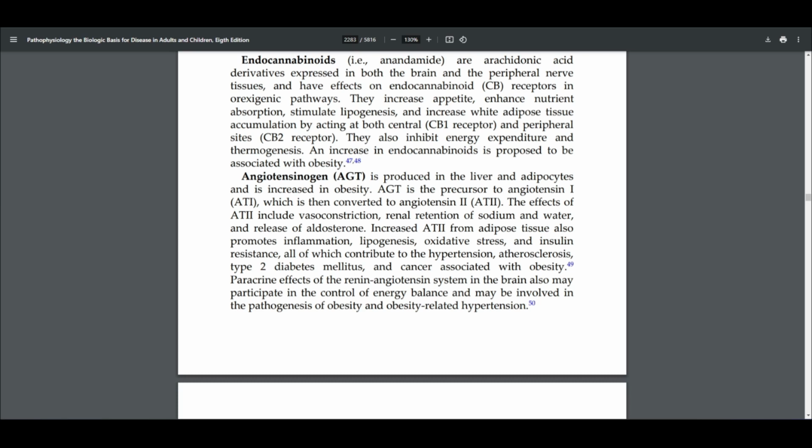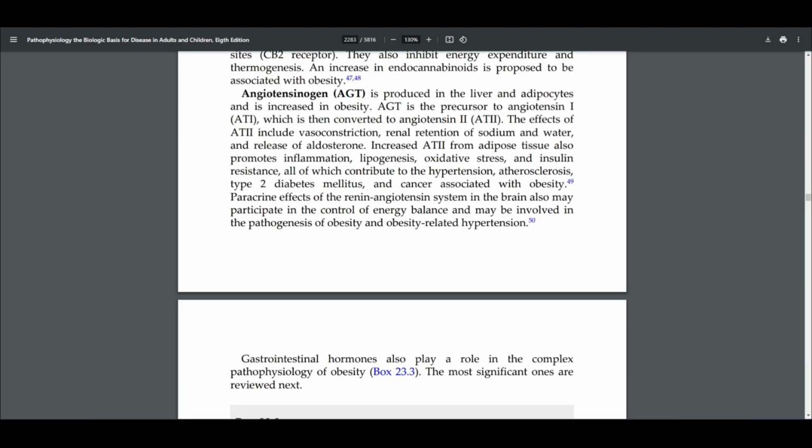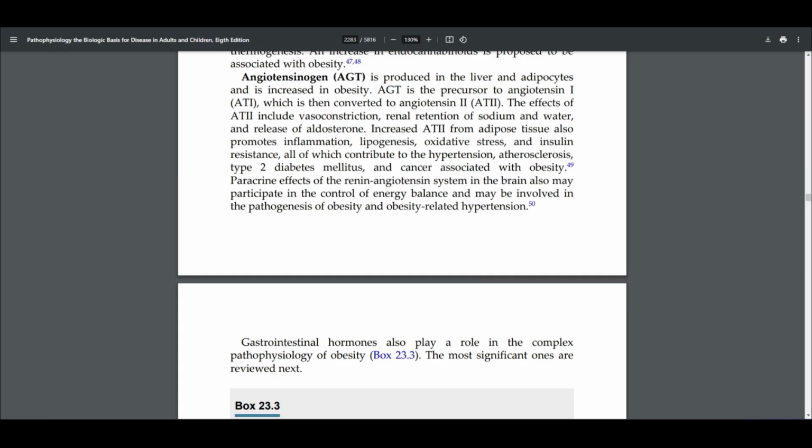They increase appetite, enhance nutrient absorption, stimulate lipogenesis, and increase white adipose tissue accumulation by acting on both central and peripheral sites. They also inhibit energy expenditure and thermogenesis. An increase in endocannabinoids is proposed to be associated with obesity.